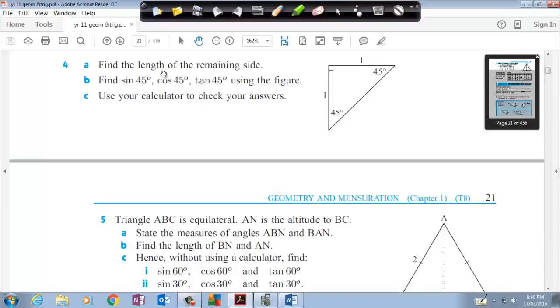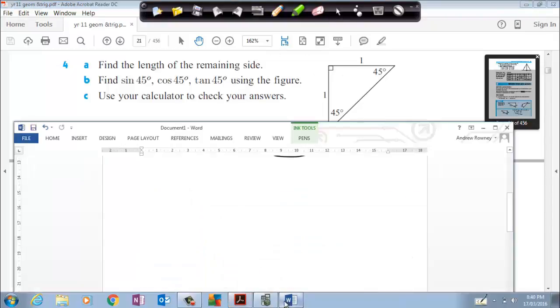Now question 4, for this isosceles triangle, we need to do sine, cos and tan of 45. Okay, so we'll just do the drawing.